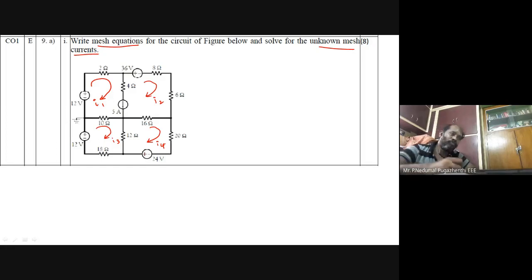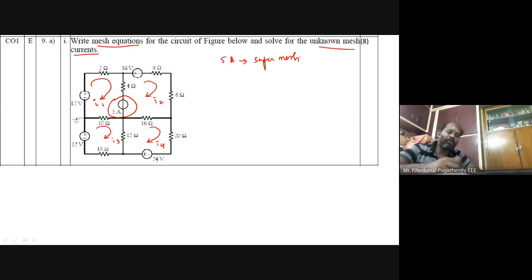But you can see that here you have a current source. What is this mesh called? This mesh is called, because of this 5 ampere current source, a super mesh problem. Yes, Karunya, correct. It is a super mesh problem.